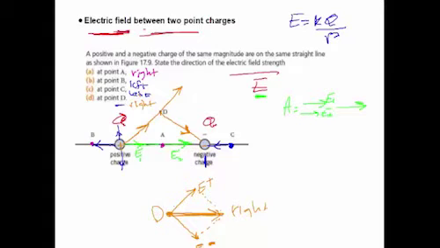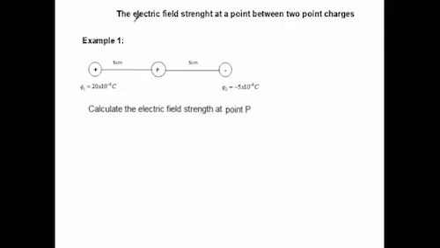Now let's calculate the electric field strength at a point between two point charges, the same as we did for the force. So we have a point P and two charges, a negative and a positive, and we want to calculate E at this point. To calculate E, we have to get E1 and E2.